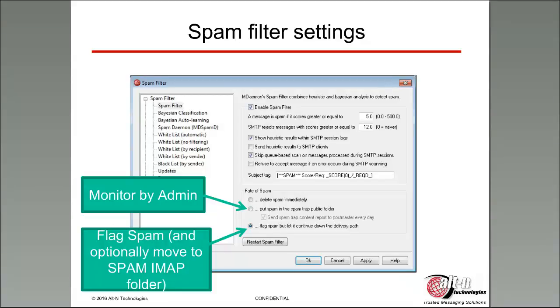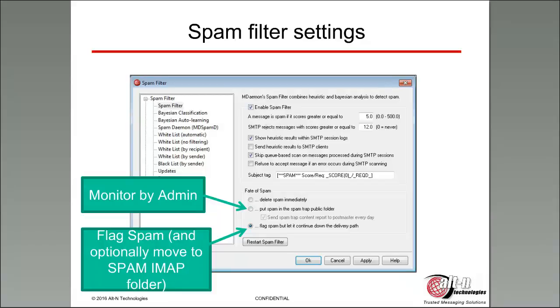So to enable this to happen, we select the middle option in the state of spam section at the bottom, shown here, to put it in the spam trap folder. So in high traffic servers, having somebody monitor the spam trap folder could be time consuming. So let's say, for example, you have 1,000 users who each receive 10 spam messages a day. That's 10,000 spam messages that you might have to go through.